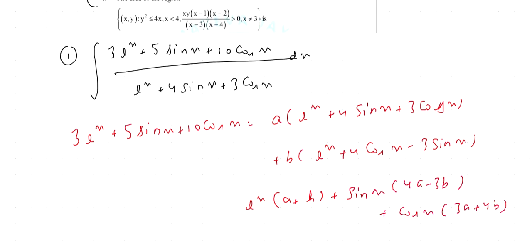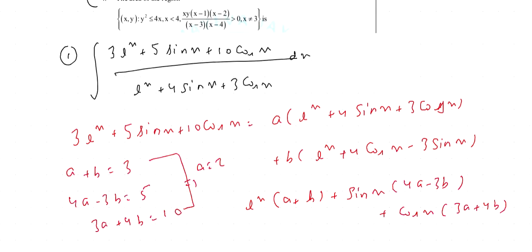Okay. So a + b = 3, 4a - 3b = 5, and 3a + 4b = 10. So from this and this, what we can say is a = 2 and b = 1. And this value, 4 into 2 minus 3, also satisfies. That implies a = 2 and b = 1.